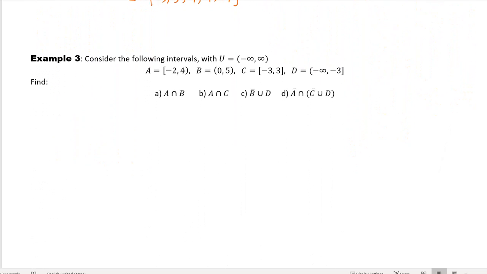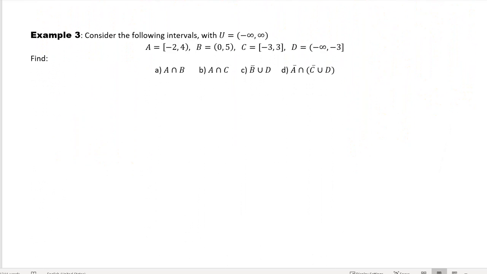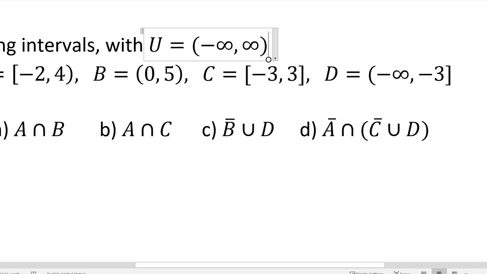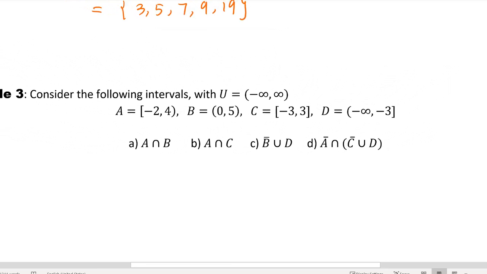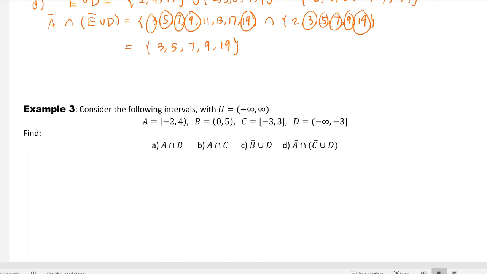Let's look at example 3. Example 3, consider the following intervals with the universal set as all the real numbers. So all the real numbers from minus infinity to infinity. Let me make this smaller.